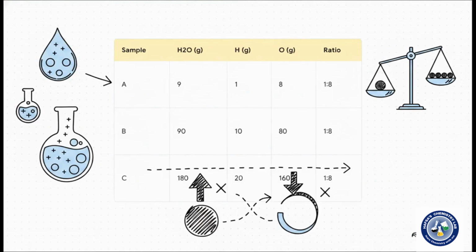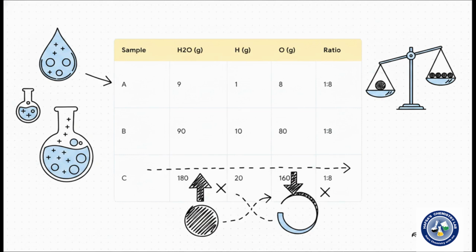But as chemists, we live and die by experimental verification. How do we actually prove this when we scale up experiments? Take a close look at this data. Suppose 2 different laboratories prep pure water in distinct batches. Sample A is just a small 9-gram batch. Sample B is 90 grams. And sample C is a massive 180-gram batch.